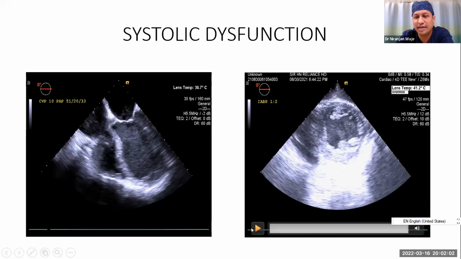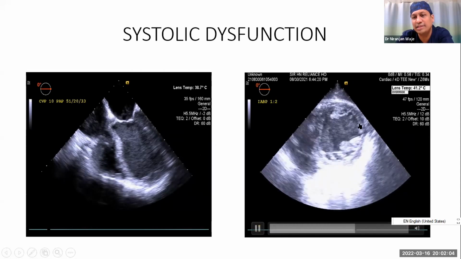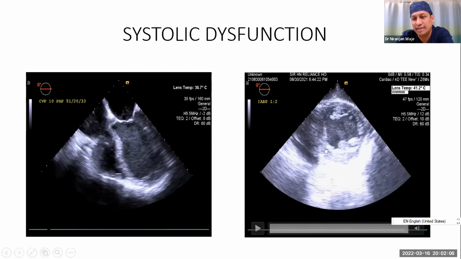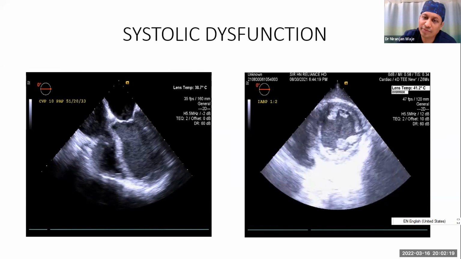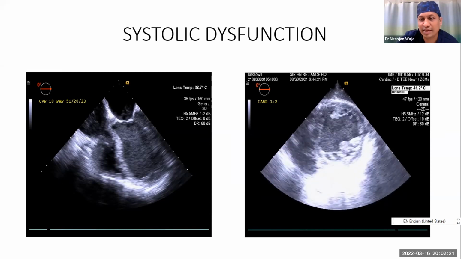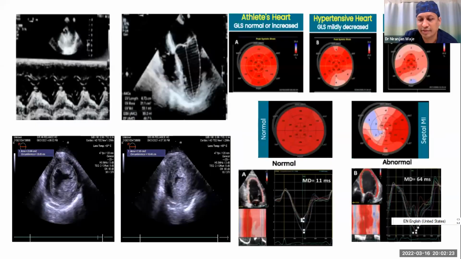So we can clearly see that all the segments of the LV are not moving equally. The anterolateral and septal parts are moving well, and the inferolateral parts are not moving well. So this is a classical case of regional wall abnormalities, new onset, post bypass surgery, where you would have to address the condition accordingly.